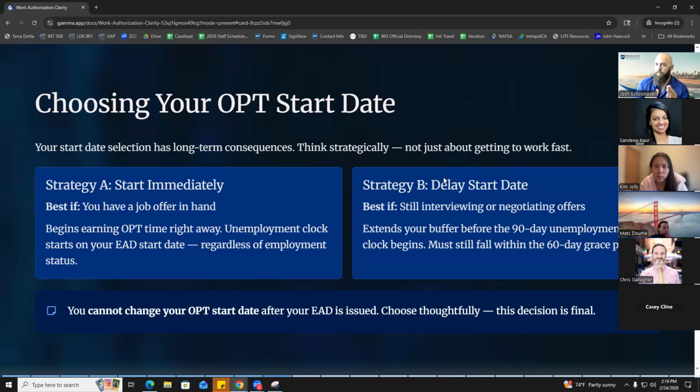So that's where some people will say, I want a little bit more time before my EAD clock starts. And not everybody does. Some people are doing an internship or they know exactly where they're going to work, and they apply for the start date to be immediately after the program end date. Either way is fine. It just depends on your personal situation.